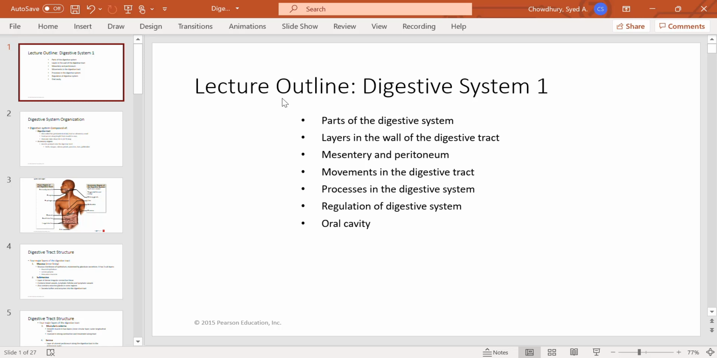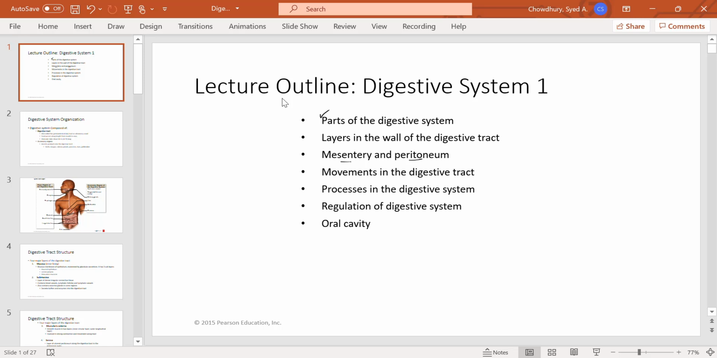First, we'll talk about the parts of the digestive system. Then we'll talk about the layers in the wall of the digestive tract or GI tract. Then we'll talk about a couple of structures. One is called the mesentery, another is the peritoneum. So we'll see what those structures are and why they are important.